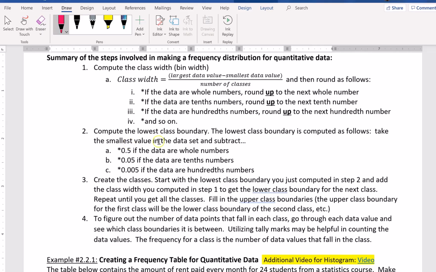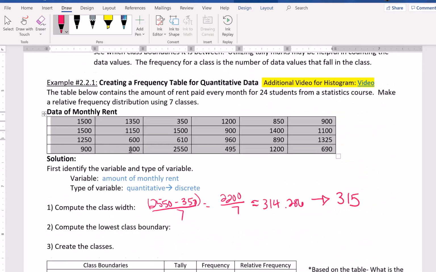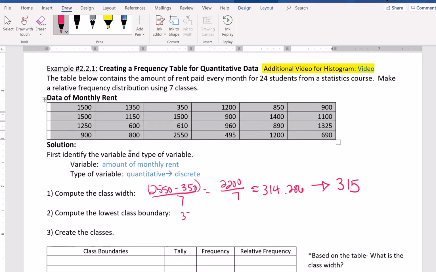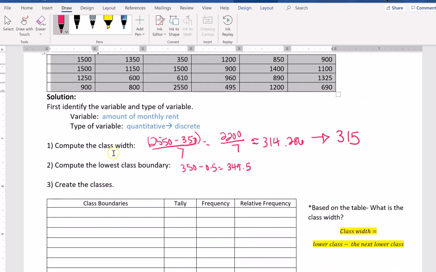Compute the lowest class boundary. You're going to take the smallest data. You're working with whole numbers, so you're going to subtract 0.5. So you're going to take 350, that's your smallest data, and subtract 0.5. So you have 349.5. That's going to be your lowest class boundary. So 349.5 will go right here.